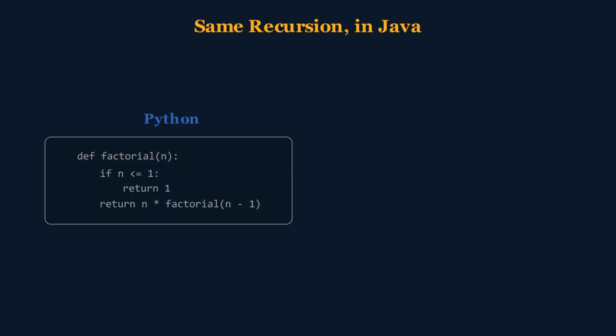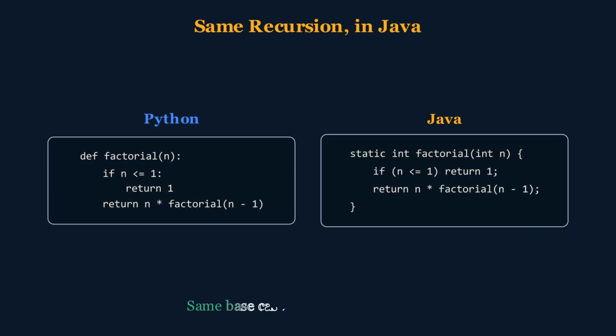The logic is identical in Java, only the syntax changes. Here's factorial in Python and Java, side by side. Same base case, same recursive call. Once you get the idea, you can write recursion in any language.